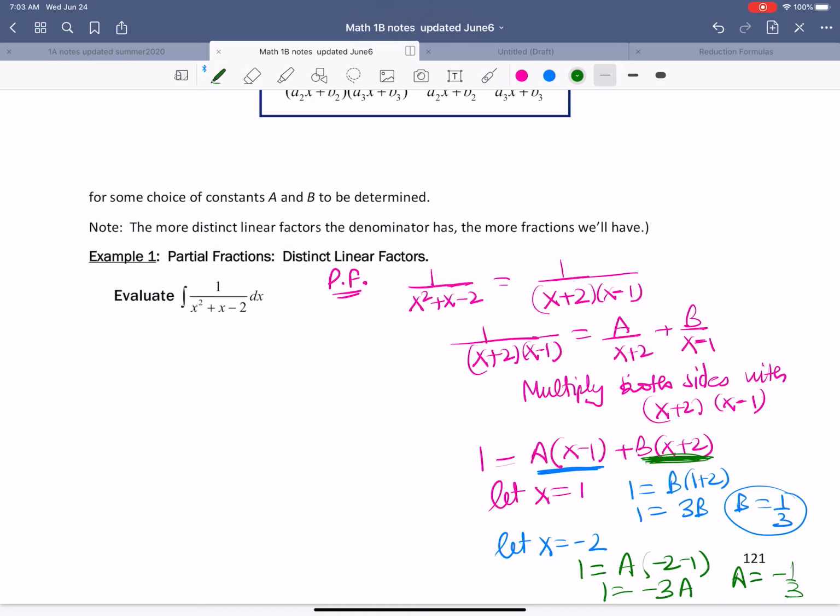All right, so we can plug the A and the B back where they belong. The A is negative 1/3 over x plus 2, plus 1/3. Don't mix A and B. If A was on the top of x plus 2, then keep A on the top of x plus 2. And the B is positive 1/3, and B has x minus 1, dx. We can integrate these two pieces individually.